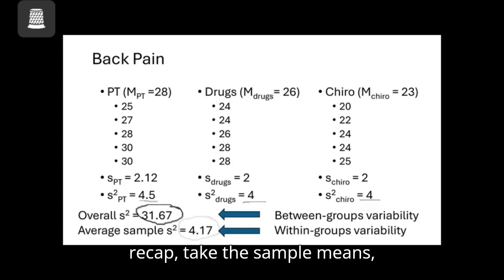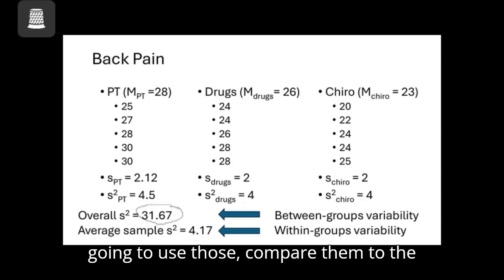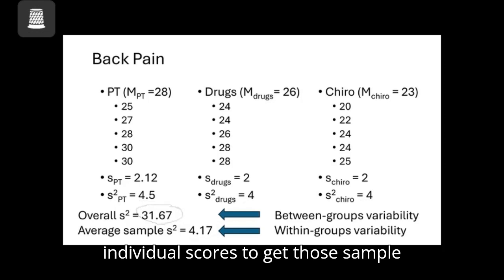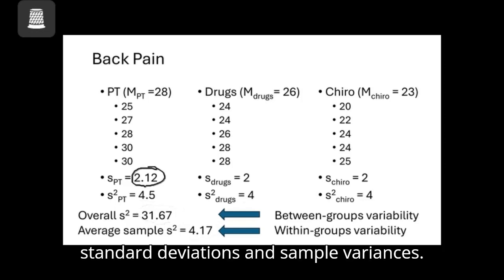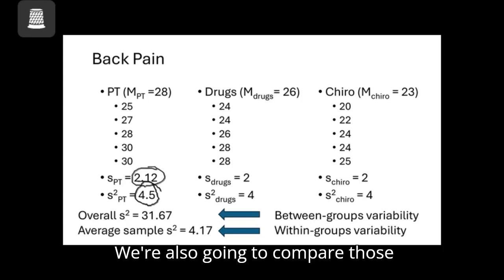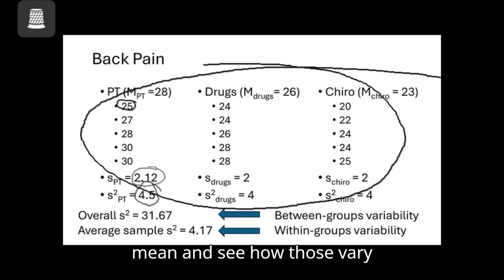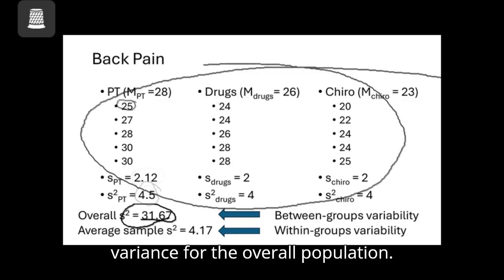So to recap, we take the sample means, and we're going to compare those. We're going to use those, compare them to the individual scores to get those sample standard deviations and sample variances. We're also going to compare those individual scores to the overall mean and see how those vary and use that to get a variance for the overall population.